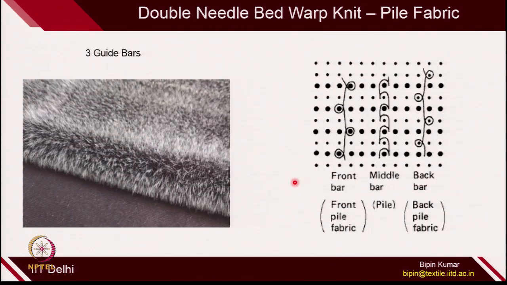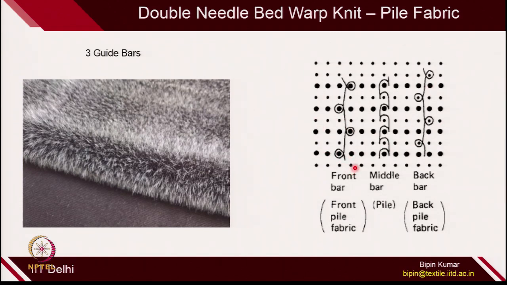The simplest one which is used in double needle bed warp knit is pile fabric. So, here is the sequence of pile fabric. So, the front bar is making the loops on the front bed. So, there are 3 bars. So, one bar is only making loops on the front bed. So, here if you see the bigger dot, which represents the needles on the front bed, and the smaller dot, which represents the needles on the back bed.